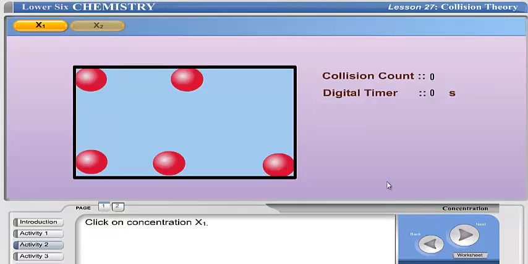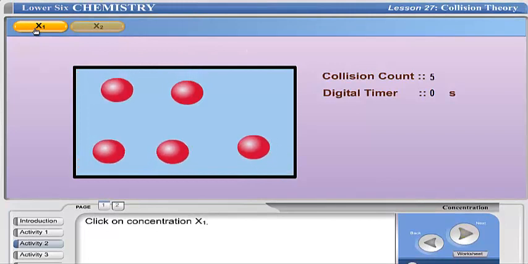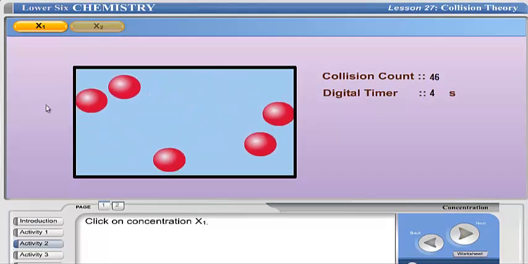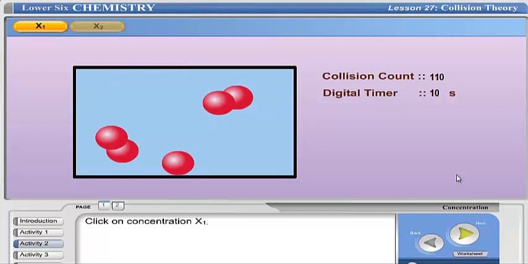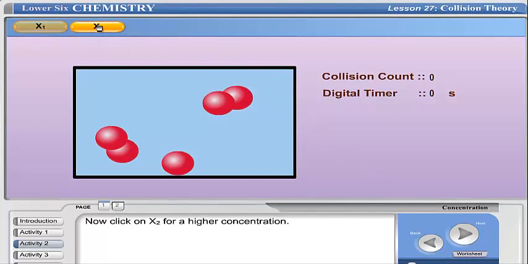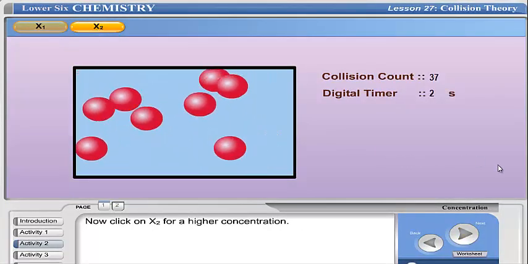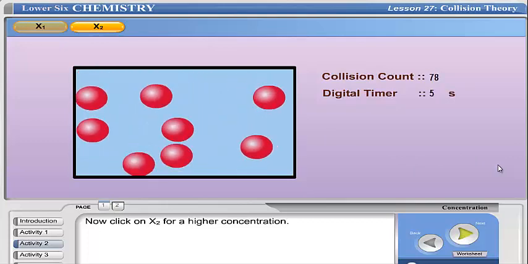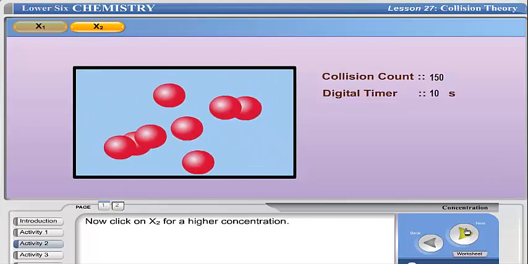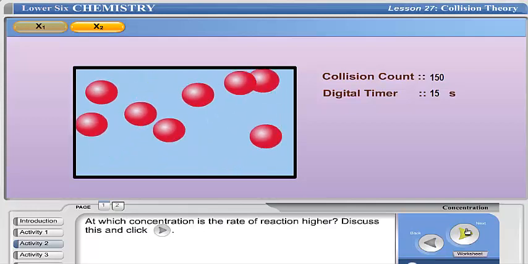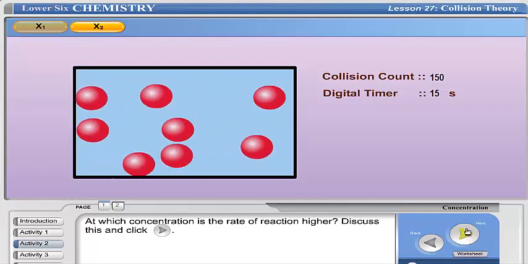Click on concentration X1. Observe the number of collision counts in 10 seconds. Now, click on X2 for a higher concentration. At which concentration is the rate of reaction higher? Discuss this and click Next.